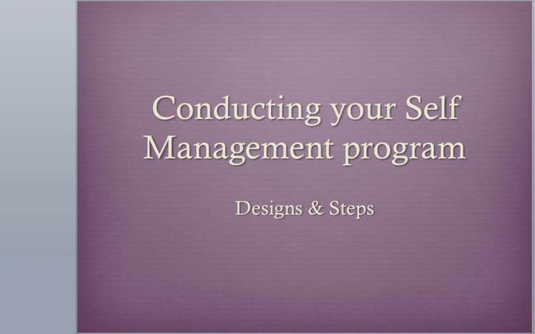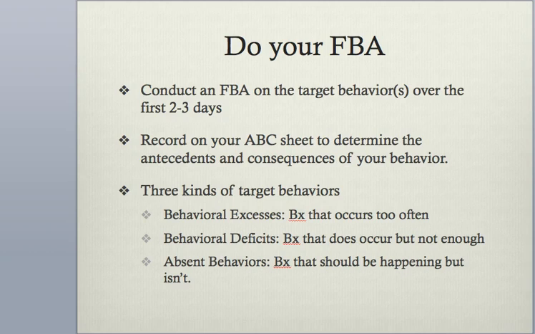Okay, so conducting your self-management program. These are the steps in choosing your designs and the steps that are involved. The first thing we need to do is your functional behavioral assessment. You're going to conduct an FBA on your target behavior. You're going to take the first 2 or 3 days. So we're going to develop your FBA materials. Then you're going to do an FBA on your own behavior, and you're going to record on your ABC sheet to determine what the antecedents and consequences of your behavior are at the level that they're at right now.